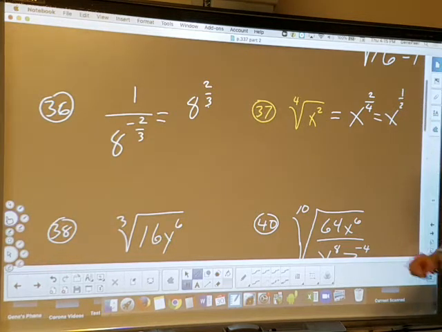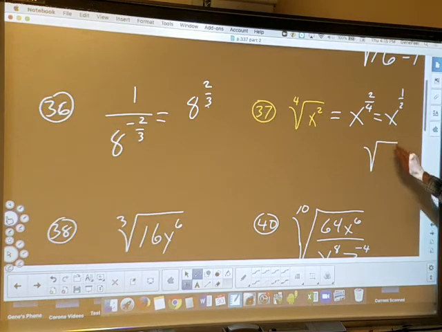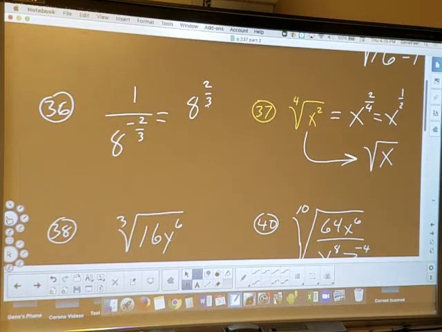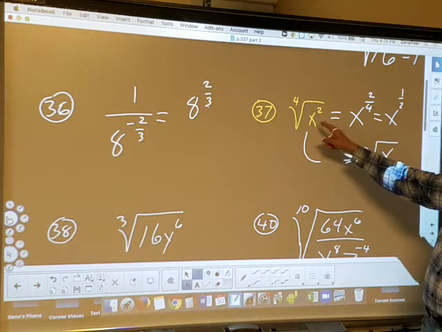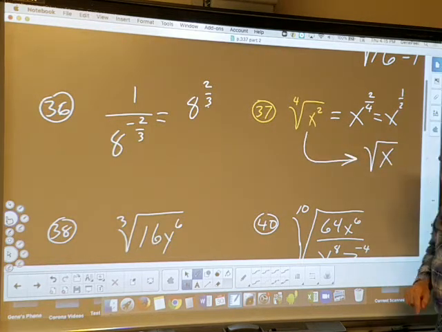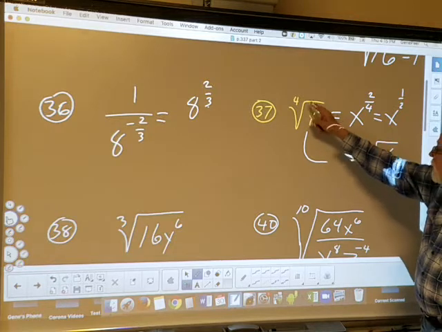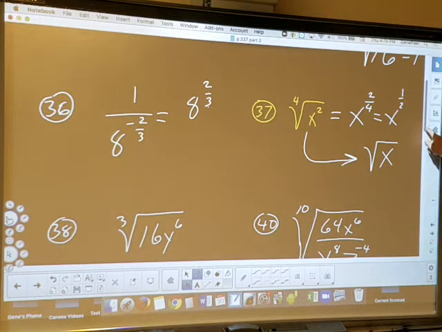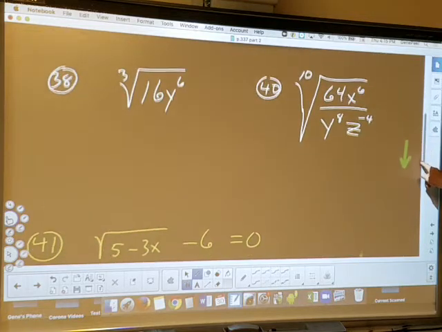1/2. But then what does x to the 1/2 mean? X to the 1/2 means the square root of x. So we've taken this guy and simplified it all the way down to square root of x by making use of the fact that this can be written as x to the 2/4, which is x to the 1/2, which is square root of x. Nothing to it. Number 38.